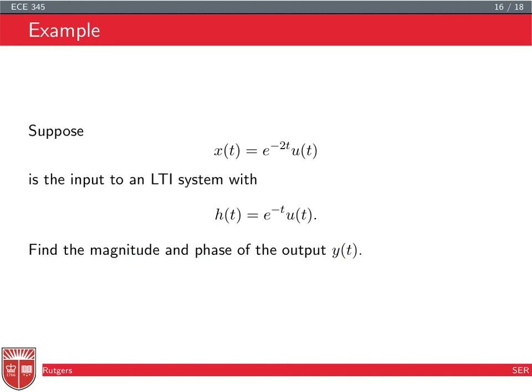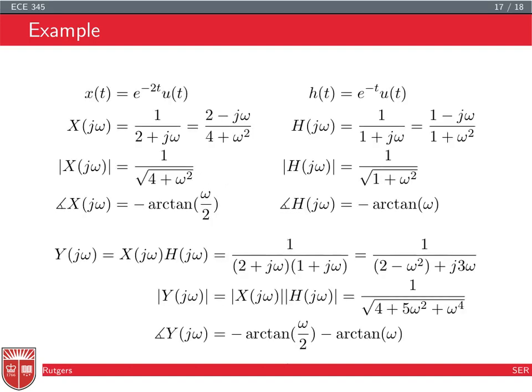As a quick example, suppose x of t is e to the minus 2t u of t, the input to an LTI system with h of t equal to e to the minus t u of t. Find the magnitude and phase of the output. Here it's easy by applying the previous formulas. The magnitude is the product of the magnitudes, and the phase is the sum of the phases. And this is what this slide does.